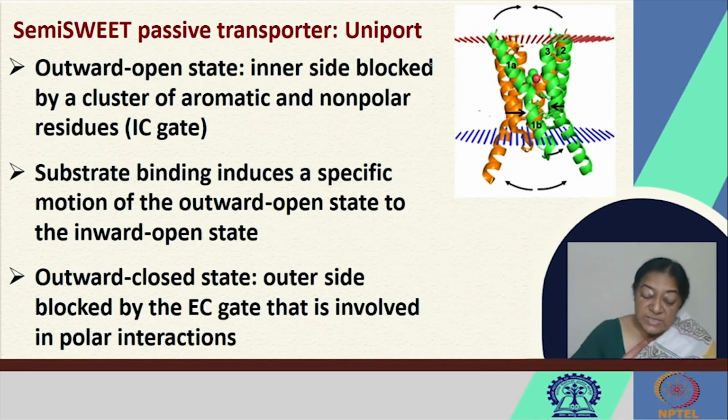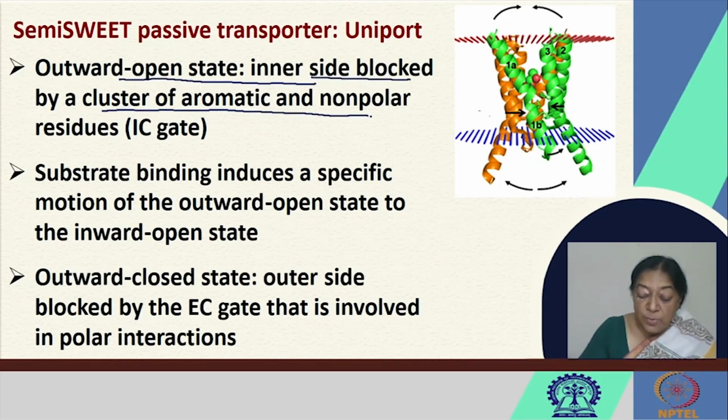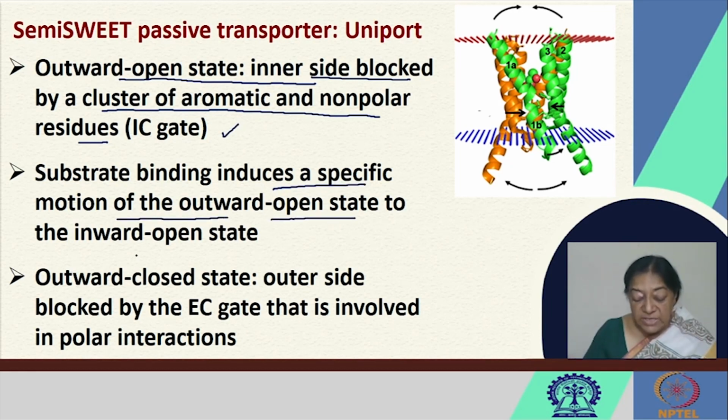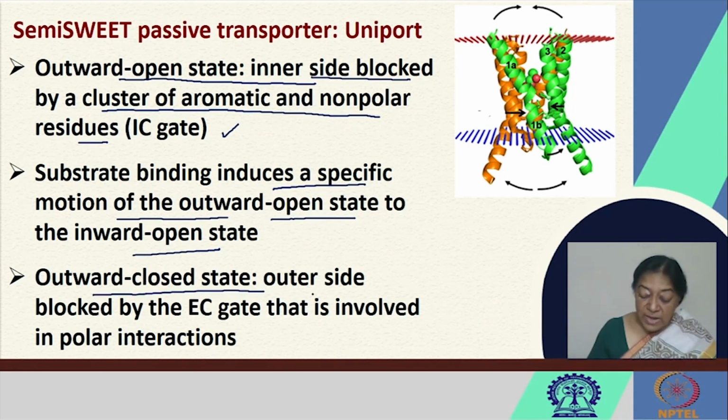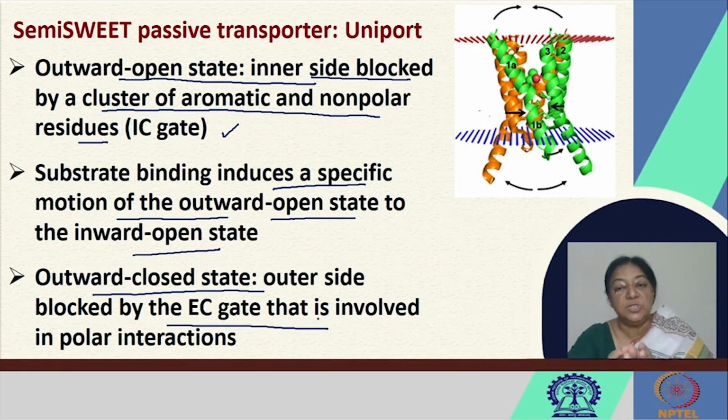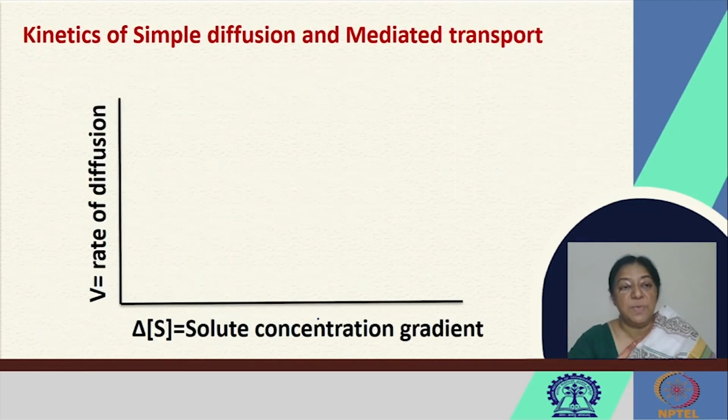So the process is that there is an outward open state where the inner side is blocked by a cluster of aromatic and nonpolar residues by the intracellular gate. The substrate binding induces a specific motion of the outward open state to the inward open state. So from the outward open state, it moves to an inward open state. And then the outward closed state where this is blocked by the extracellular gate. So whatever transportation is possible, the substrate is bound, and then it is transferred across the membrane.